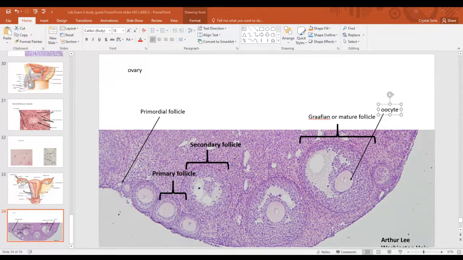And what is that arrow pointing to? I've only got it pointing to it in the mature follicle there. But what is that structure within the follicle that the arrow is pointing to there? What is that structure in the follicle? Yes, that is my egg. That is my oocyte. That's what's actually going to be released when that follicle ruptures and I get ovulation. So this over here is my oocyte. All right. And that's the end.